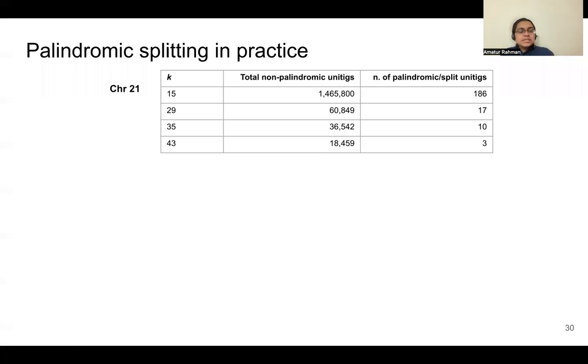And how about the presence of the second artifact in practice? First we ask, is this palindromic splitting artifact present in real genomes? So we use chromosome 21 and built unitigs from it for different values of K. And we do see there are some palindromic unitigs that are split, and it reduces as K increases.